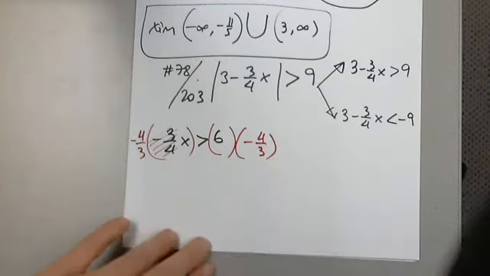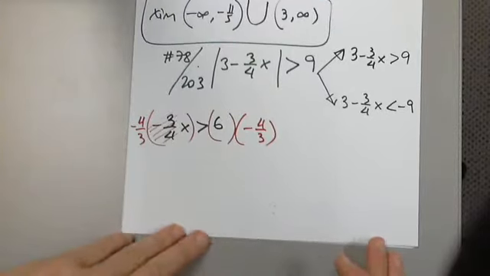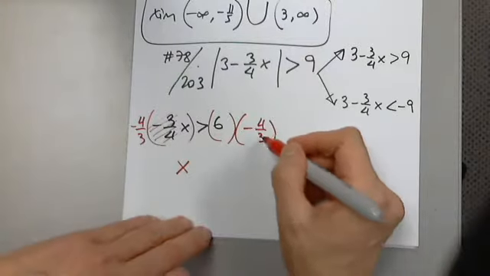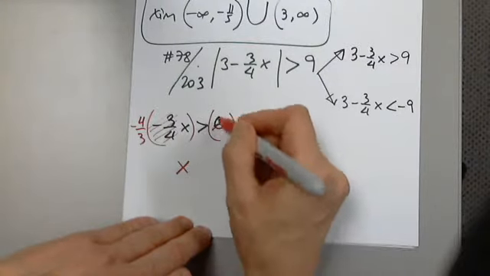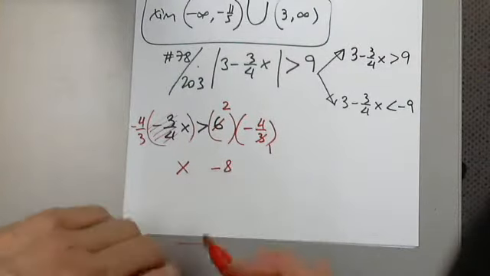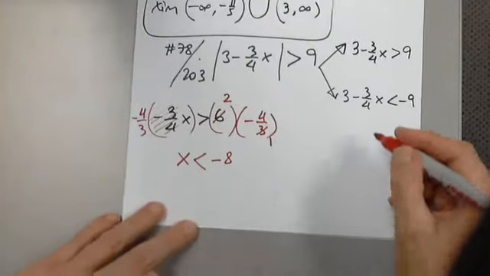Negative 4 over 3. The left-hand side is exactly what I wanted it to be. And the right-hand side, always simplify before you multiply. It's not a mistake if you multiply and then simplify, but simplify first. 3 divided by 3 and 6 divided by 3. So it's negative 8. Now I have to think. Now you flip the sign. Yes. Why do I flip the sign? Because I multiplied both sides by negative 4/3. Perfect.